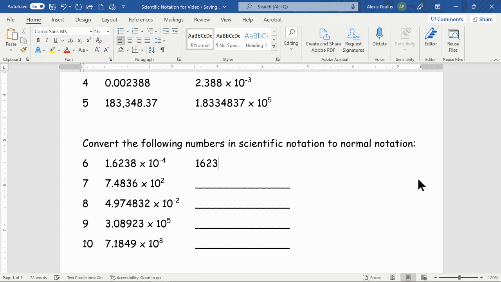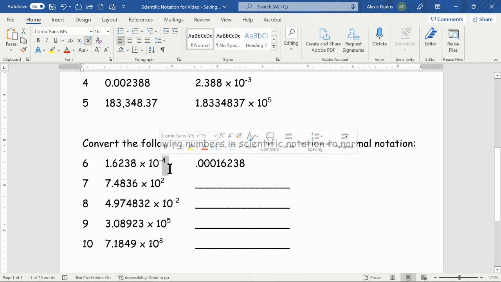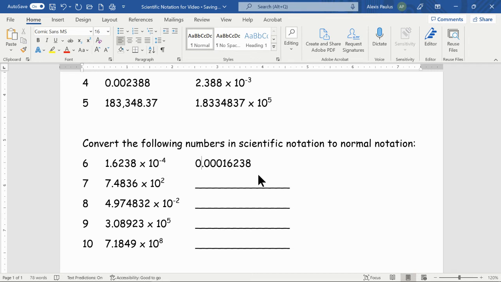1, 6, 2, 3, 8. Negative 4 means it's going to go 1, 2, 3, 4. So that means I need a decimal 1, 2, 3. All right. So again, if it was here, 1, 2, 3, 4 spaces to the left, that is what the -4 gives you. I tend to like to put zeros in front of the decimal just to remind myself that we're talking about a number with a decimal place and not a period, especially if a number was included in, say, a conclusion of a lab report, but it's not necessary.